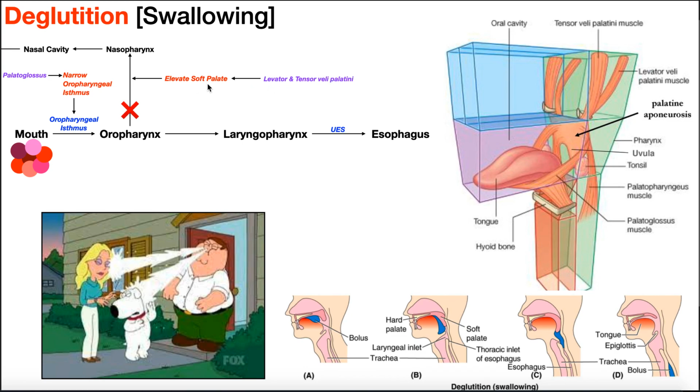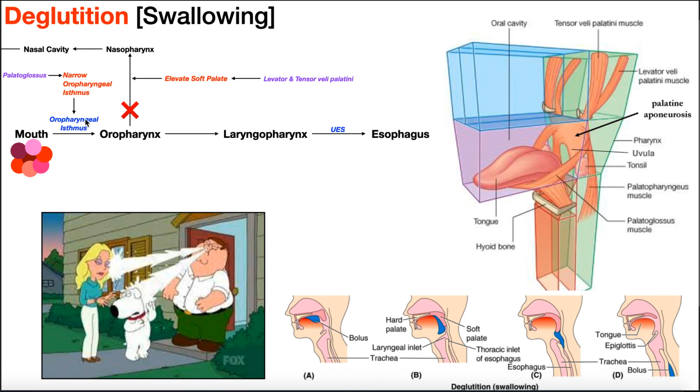And by elevating the soft palate, we essentially block the flow of the bolus of food from the oropharynx through the nasopharynx and ultimately into the nasal cavity. Now, when there's failure of these muscles for whatever reason, you essentially can get the bolus of food or liquid, whatever it happens to be, from the oropharynx through the nasopharynx into the nasal cavity and potentially out of the nostril like you see here in the picture. And I'm certain that this has probably happened to all of us at some point or another.